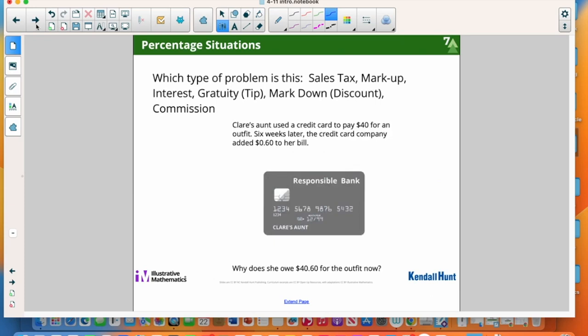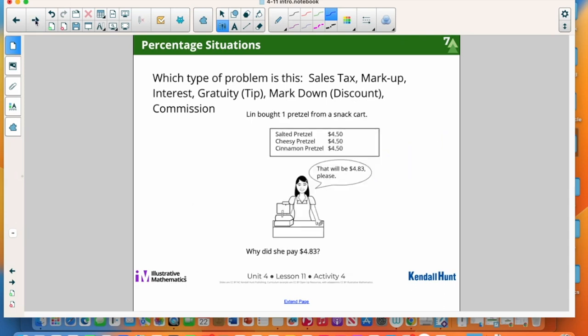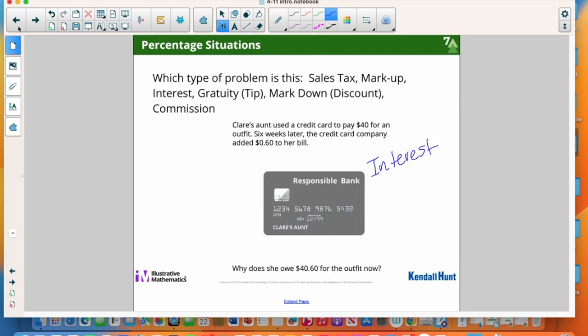Credit cards. So Claire's aunt used a credit card to pay $40 for an outfit. 6 weeks later, the credit card company added 60 cents to her bill. Well, when you borrow money, which is what a credit card is really doing, you have to pay what is called interest on that amount that you borrow. There's good interest and there's bad interest, and that's the bad interest. It means you have to pay them more money. We talked about interest with a bank account where you earn money earlier.